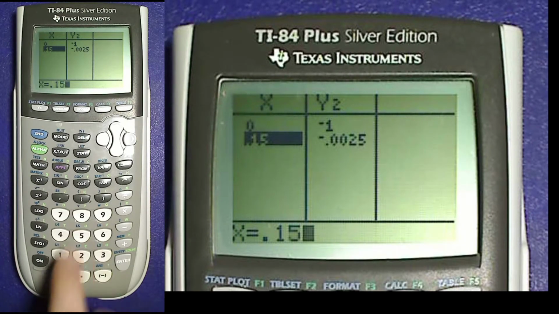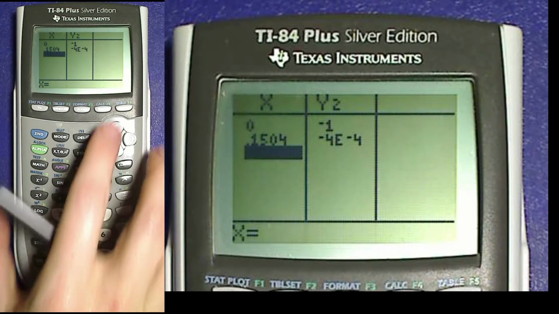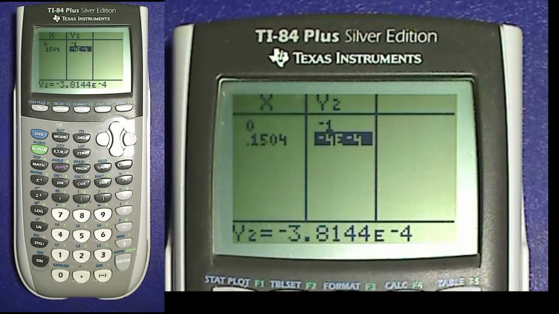If I type in a few more digits, you can see that I get this sort of strange looking number. This is a number in scientific notation, negative 3.8144. The little small cap e indicates a power of 10. So this is not negative 3.8. It's negative 3.8 times 10 to the negative 4. So it's actually a very small number. The calculator uses this notation because otherwise it would have to write out a lot of zeros and you wouldn't be able to easily see all of the significant digits.